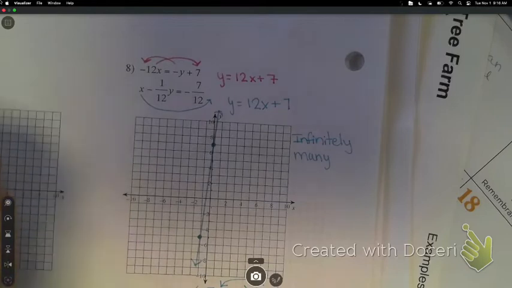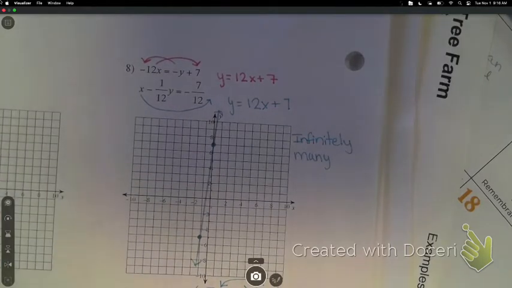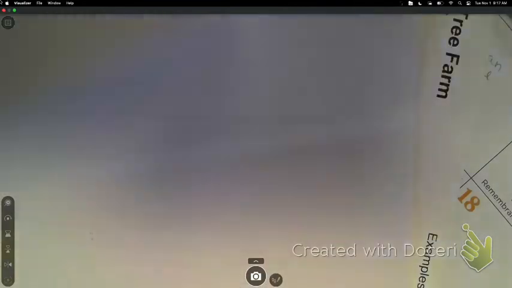Now, two lines that are parallel never touch, yes? How do I know two lines are parallel just by looking at their equations? They have the same slope. So if you get ones that have the same slope.